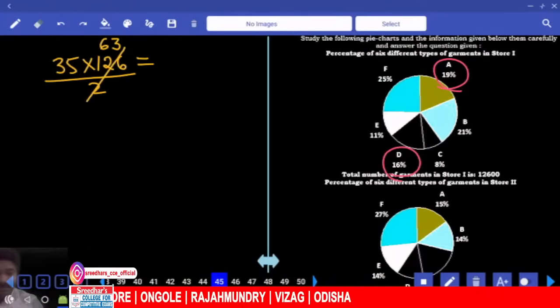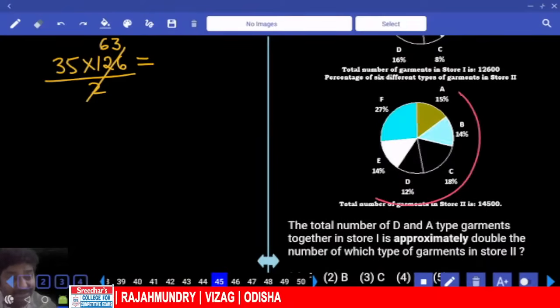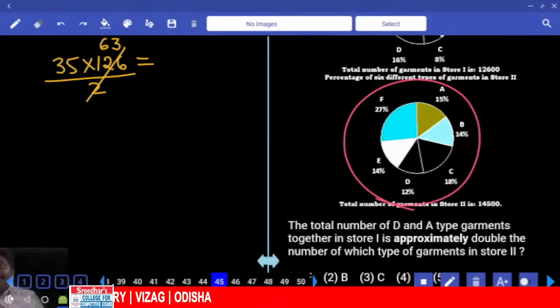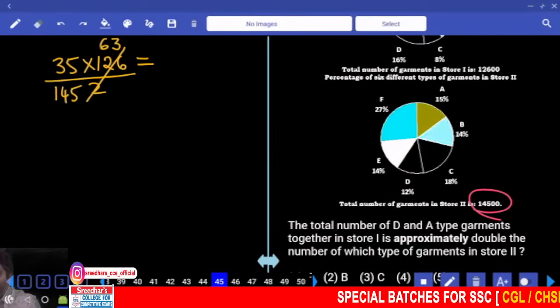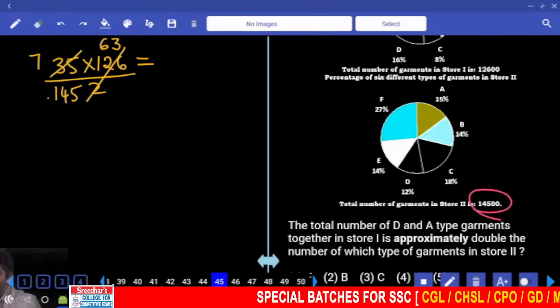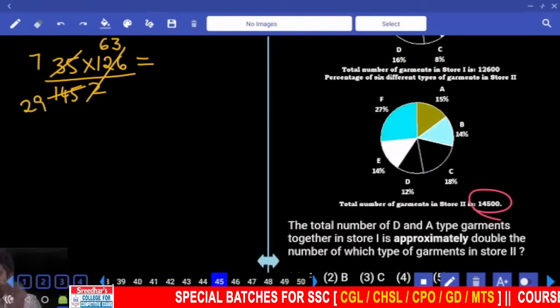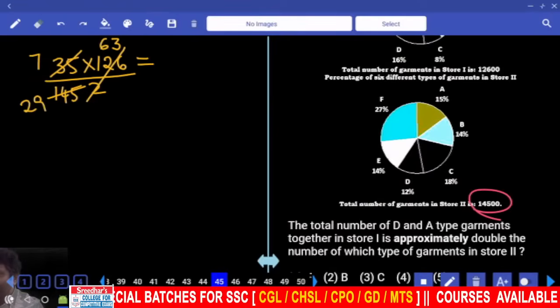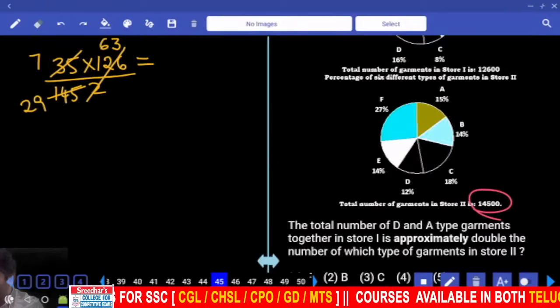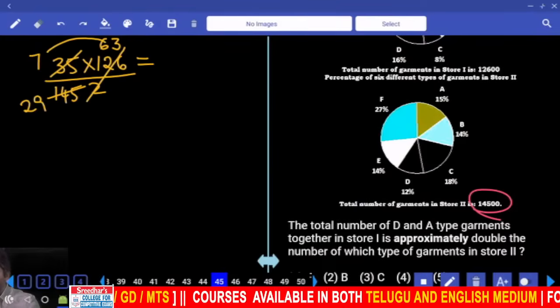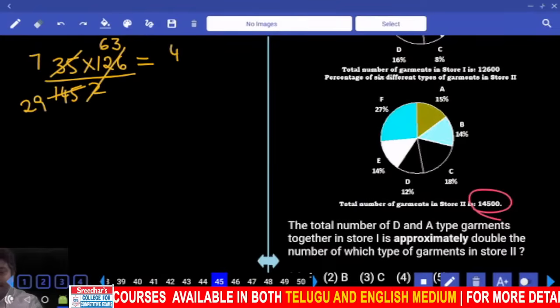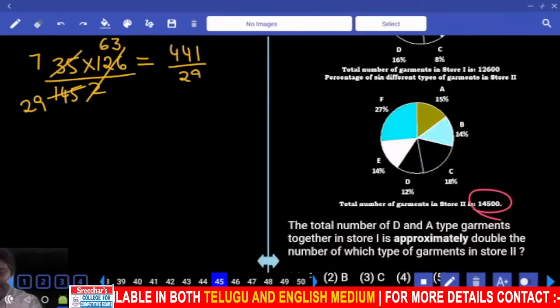This is a number. But for store 2, do you have numbers or percentages? So to convert this number to percentage, you have to divide this number with 1% of store 2 only. What is 1% of store 2? 145. 5 cancellation 7 times. 5 cancellation 29 times. Let me write number, because denominator 29 is a prime number. 7 60s, 420. 7 3 times 21. 421 divided by 29.